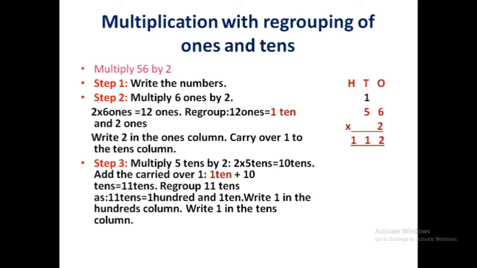Now let us multiply 5 tens by 2. 2 into 5 tens is equal to 10 tens. Add the carried over 1. 1 ten plus 10 tens is equal to 11 tens. Regroup 11 tens as 11 tens is equal to 100 and 10. Write 1 in the hundreds column and write 1 in the tens column. Now the final answer will be 112. 56 into 2 is equal to 112.